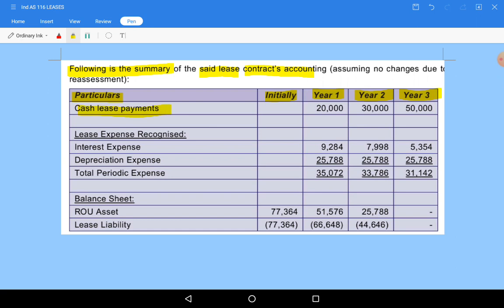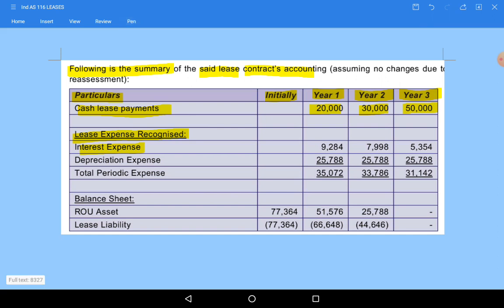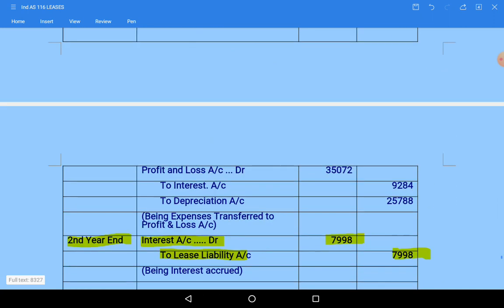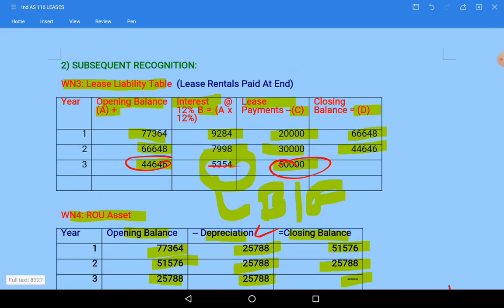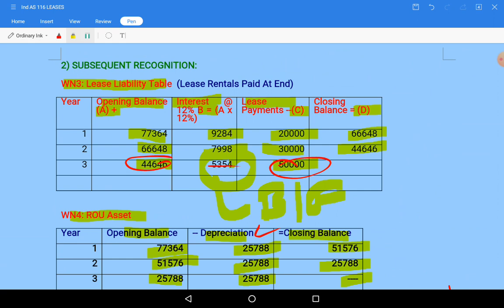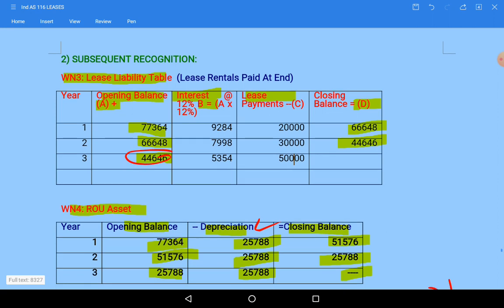Cash lease payments: initially we didn't pay anything, but at the end of first year you paid 20,000, at the end of second year you are paying 30,000, at the end of third year you will pay 50,000. Lease expenses to be recognized. Interest, we can see from the interest table. From the lease liability table, whatever interest is there will come here. Here they are: you can see 9,000, 7,000 and 5,000, 9,284, 7,998 and 5,000. This will come there, and lease payments 20, 30, 50. These will be appearing in the financial statements.